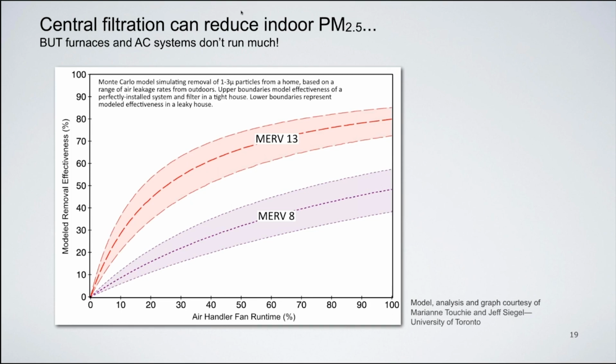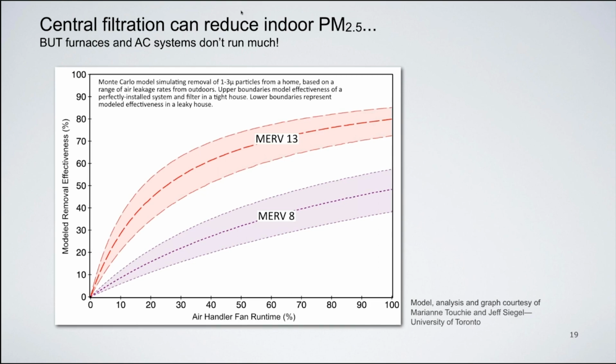And the results that you're seeing there are expressed in terms of modeled removal effectiveness, that is to say, the amount of particles probably removed from the space, on the vertical axis. And on the horizontal axis, you see the air handler fan runtime. So in each of those two bands, the MERV 13 band and the MERV 8 band, the center line is the average. So that's for a house of average air tightness. The upper limit is the probable effectiveness from a house which is probably better installed, more perfectly installed, and is more airtight. And then the lower boundary represents the modeled effectiveness in a leaky house, one where you don't have that primary air barrier to prevent the outdoor air particles getting in. How much could a MERV 13 or MERV 8 filter do?